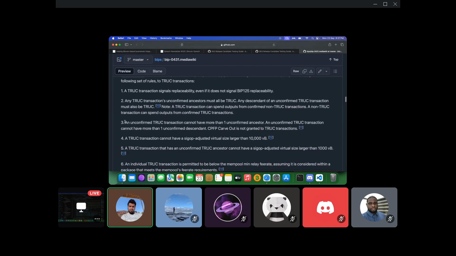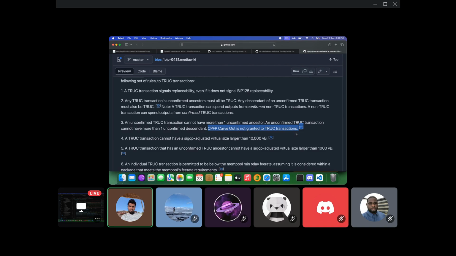All right. The third attribute is an unconfirmed truck transaction cannot have more than one unconfirmed ancestor. An unconfirmed truck transaction cannot have more than one unconfirmed descendant. So this is what we refer to as one parent, one child topology, meaning a truck transaction can have only one child, and it can have only one ancestor, meaning one parent, as long as it's unconfirmed. So a truck transaction cannot have more than one unconfirmed ancestor, and an unconfirmed truck transaction cannot have more than one unconfirmed descendant. CPFP carve-out is not granted to truck transactions.